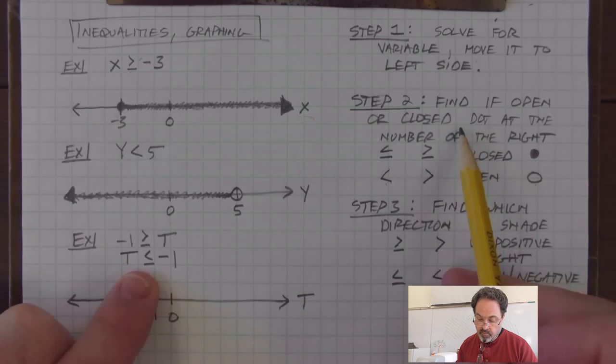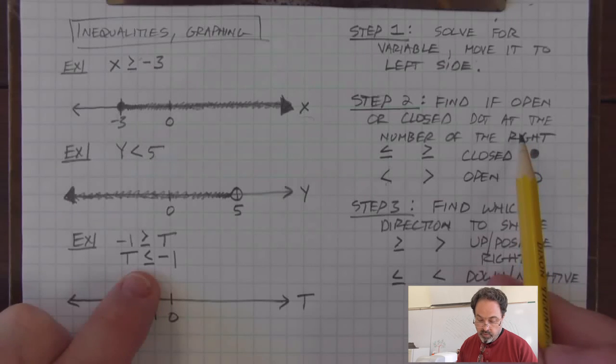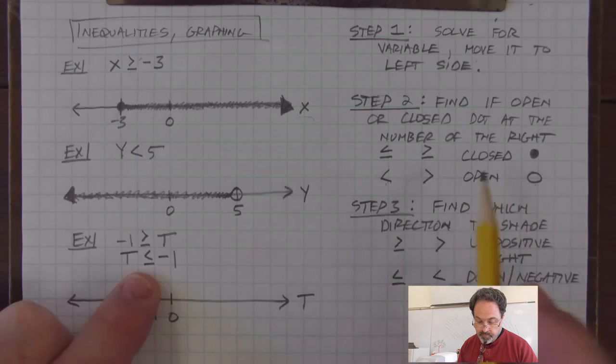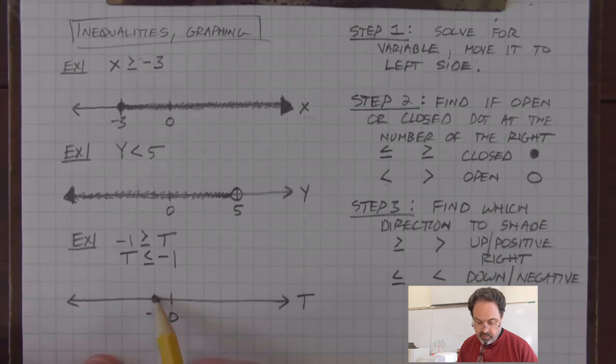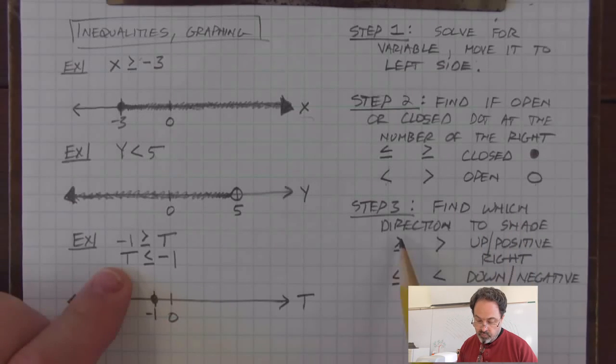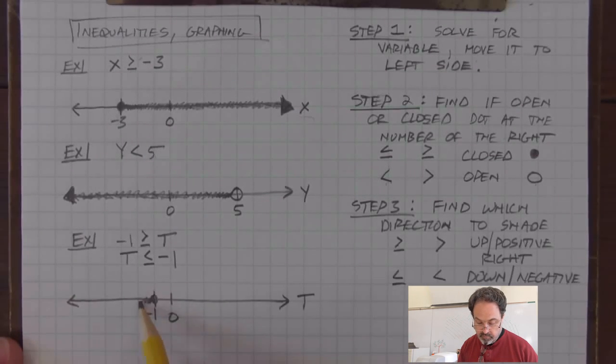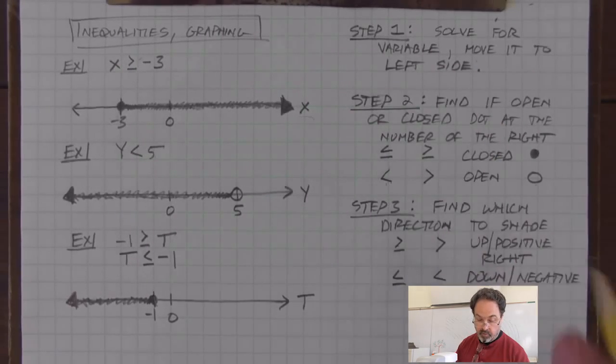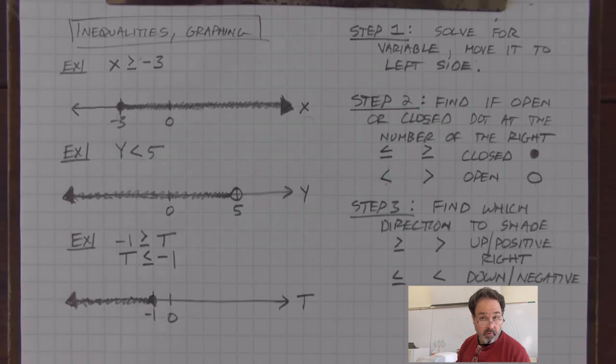Step number 2, find if it's an open or closed dot. We're working with less than or equal to, which is this symbol. We use a closed dot because t can be equal to -1. And then the shading. The direction that we're going to shade is going to be for less than or equal to. We shade down, negative, or to the left. Just some examples and the steps involved in graphing one variable inequalities.